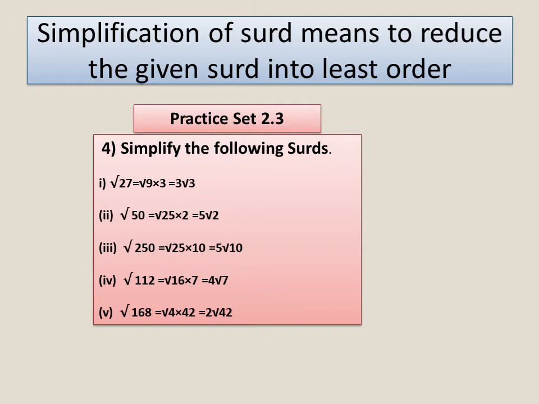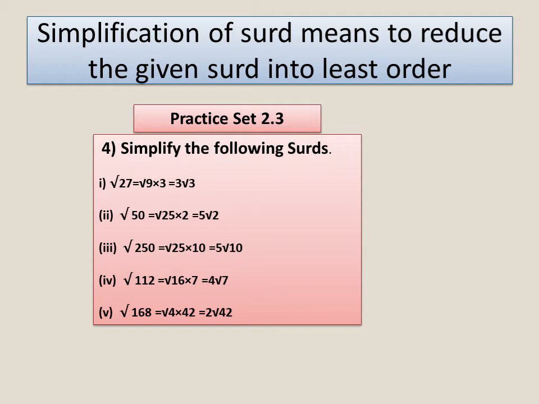Now see, practice set 2.3, question number 4, I show here how to solve. Here the first sum is square root of 27. What is the order here? 2. Then you want to split 27 such that one factor is a perfect square and the other is a non-square term. 27 is coming in which table? 9 3s are 27. Here 9 is a perfect square or not? Yes. And therefore we write square root of 9 into 3, that is 3 root 3.